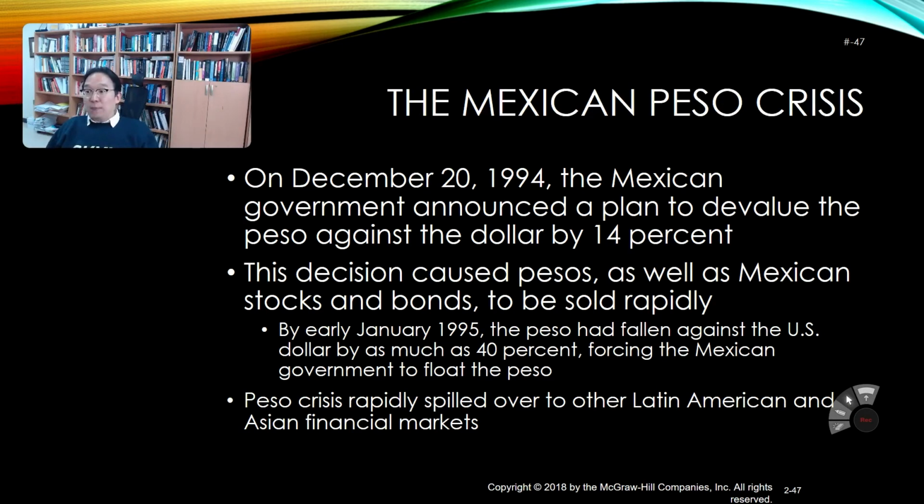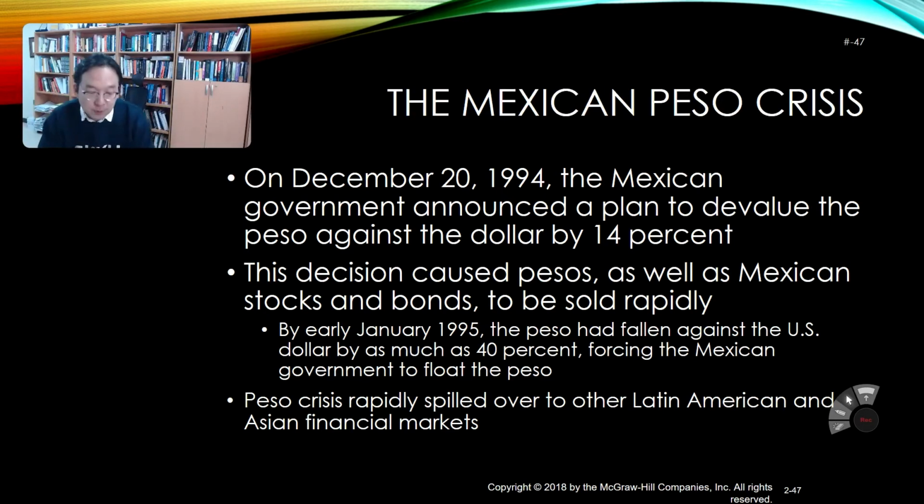This decision caused pesos as well as Mexican stocks and bonds to be sold rapidly. By early January 1995, the peso had fallen against the US dollar by as much as 40%, forcing the Mexican government to eventually float the peso. Okay? The peso crisis rapidly spilled over to its Latin American neighbors. The Samba crisis happens, right? And then Asian financial markets and all these emerging markets were experiencing this fluctuation, the shock wave throughout the world, because Mexico is a huge part of the emerging market. Then the capital flies out of that.